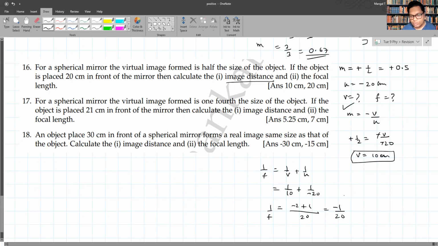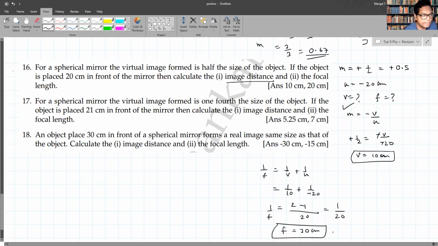Okay, so what do we have over here? Sorry, this is negative. So that will be 2 and this will be minus 1. So that will be plus 1. So F is equal to 20 centimeter. Okay, so the image is formed 10 centimeter behind the mirror because it is positive, and the focal length is 20 centimeter.